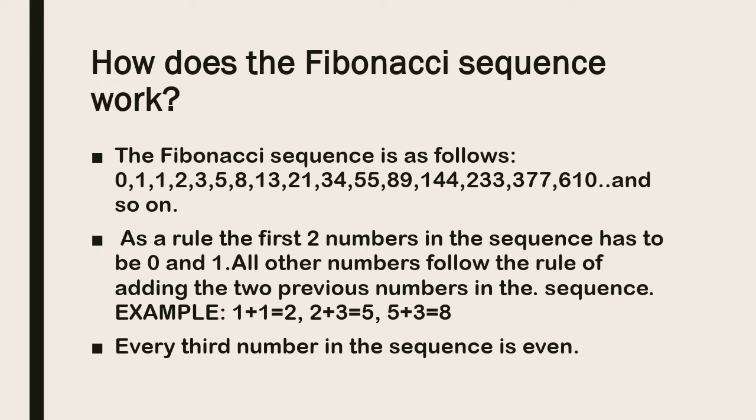Example, 1 plus 1 equals 2, 2 plus 3 equals 5, 5 plus 3 equals 8. Every third number in the sequence is even. To prove that, let us look at the Fibonacci sequence sa taas. So, there are 2, 8, 34, 144, ug 610. They are all placed in the third number of the sequence, and they are also even. Hence, every third number in the sequence is even.